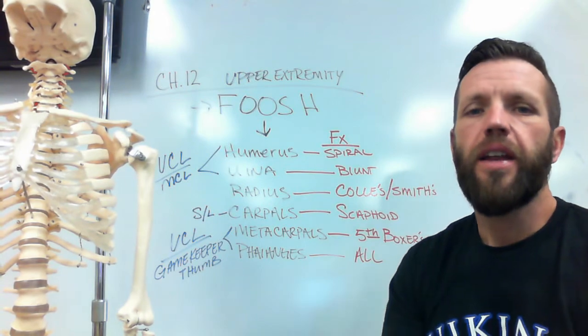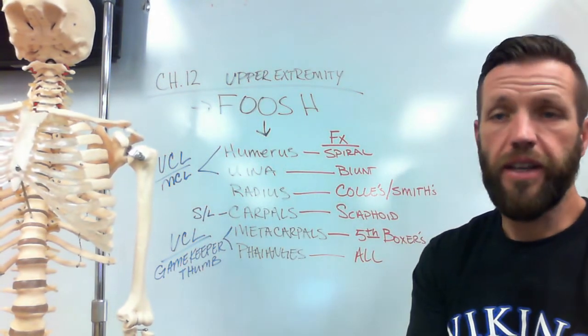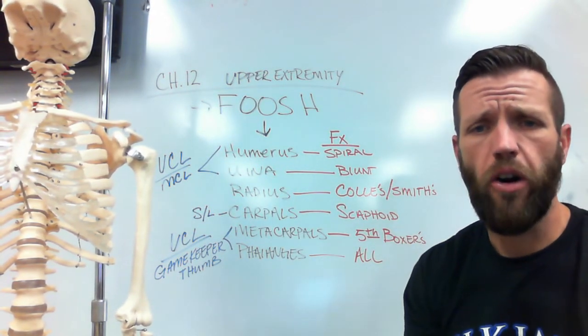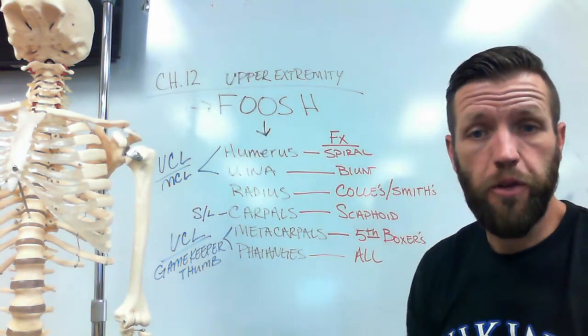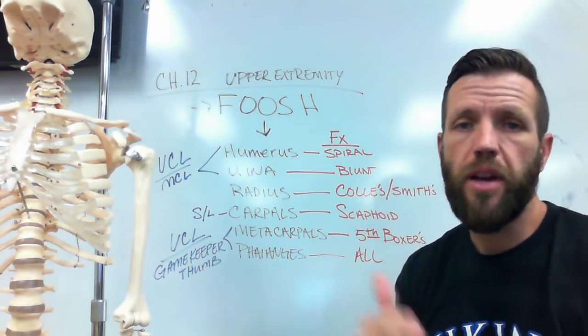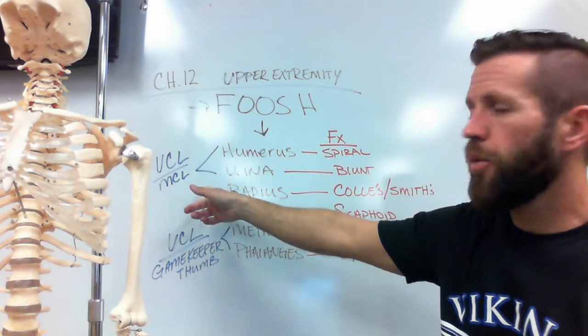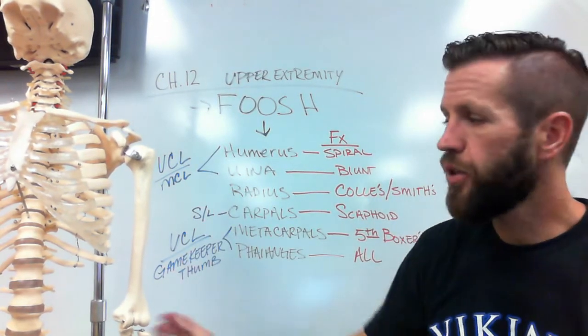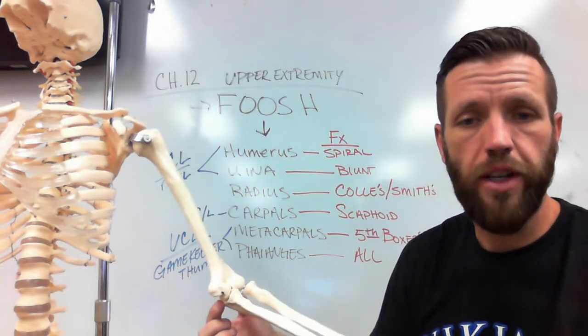Now, going to the other side of the graph here, what we see are some very common sprain areas. And remember, a sprain is a ligament injury. What I want to start with right here is at the elbow, and that is where the humerus and the ulna come together.